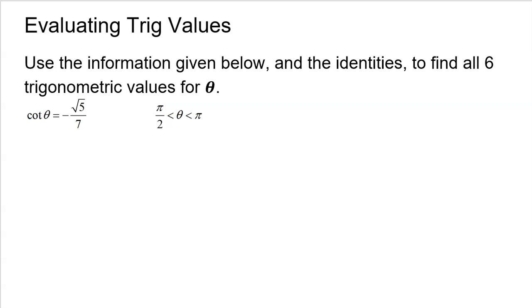All right, so we want to use the information given below, and the identities, of course, to find all 6 trigonometric values for theta. Now, basically, I'm going to give you one of the trig values. As you see here, I'm giving you cotangent. Now, you should remember we've done problems like this before. For example, I've taught you the XYR method. So if you know cotangent, you automatically know x is radical 5, and you know that y is 7. And then you've got to figure out which one's negative. Is the x negative? Is the y negative?